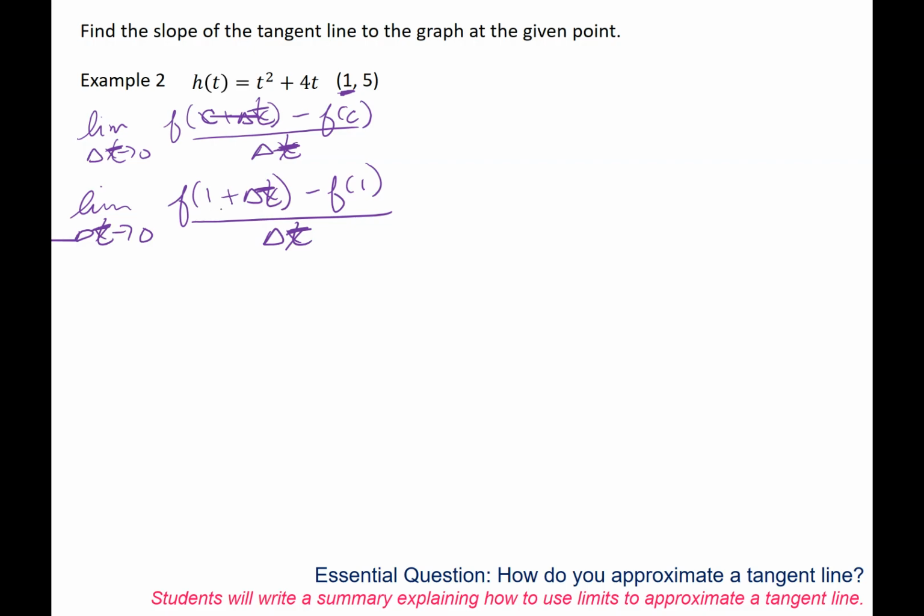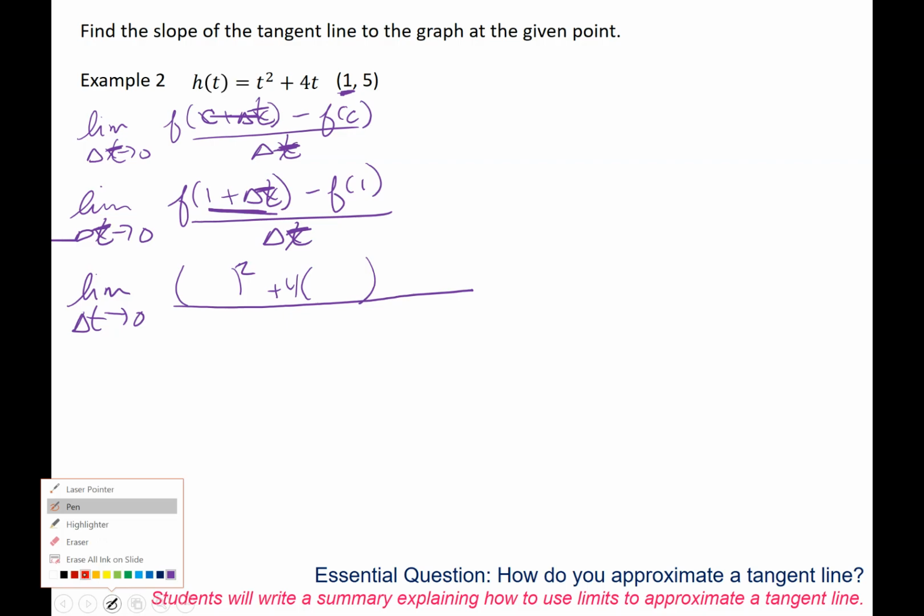All right, so all we've done is we now know anytime we see a t in this function, we're going to plug in 1 plus delta t. I'm going to do it in 2 different colors so you can see where I'm plugging in. The first thing is t squared plus 4 times t, right? So anytime I see a t, what did that function say I have to plug into it? 1 plus delta t.